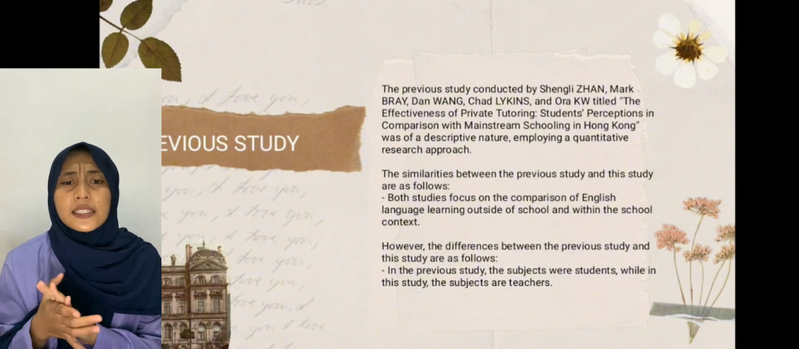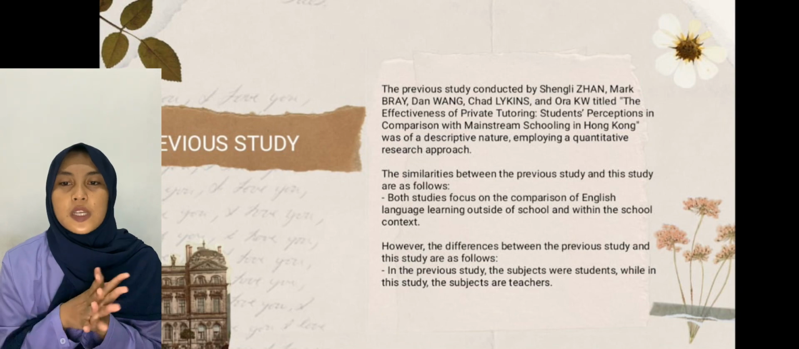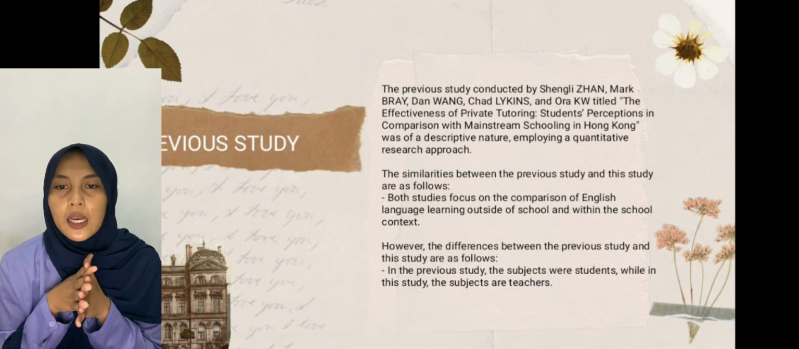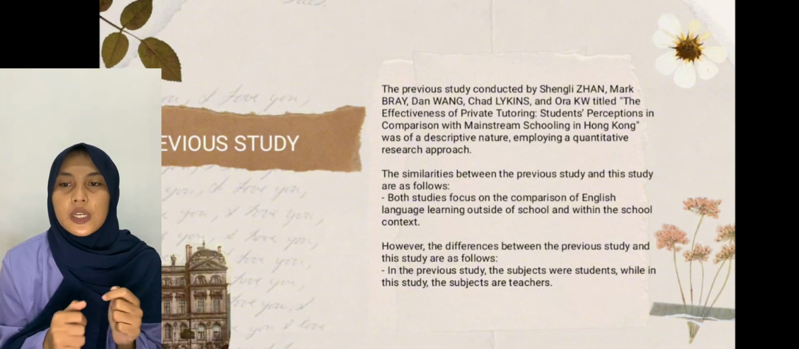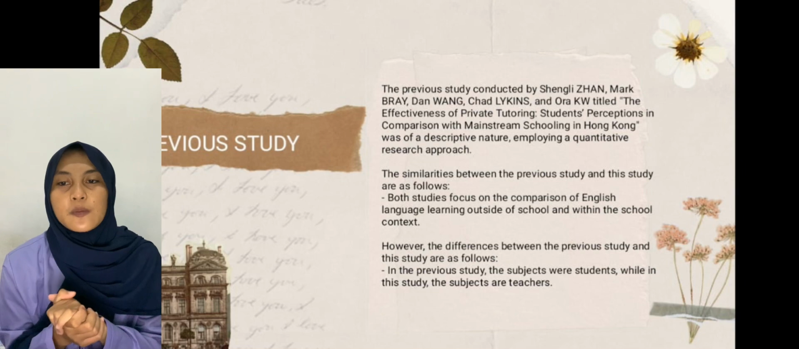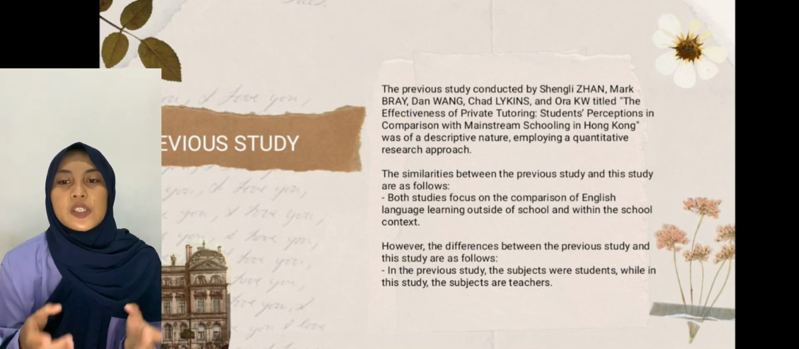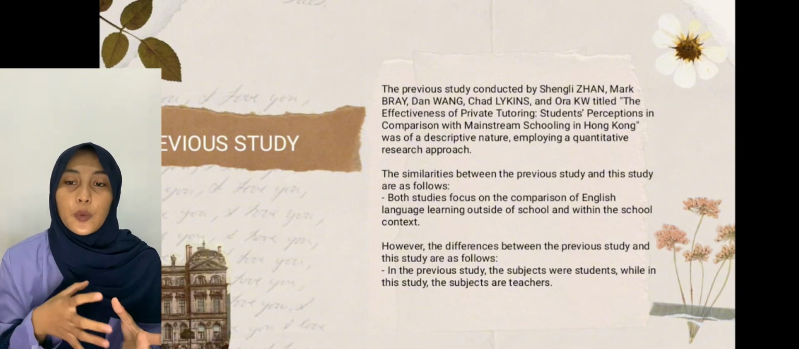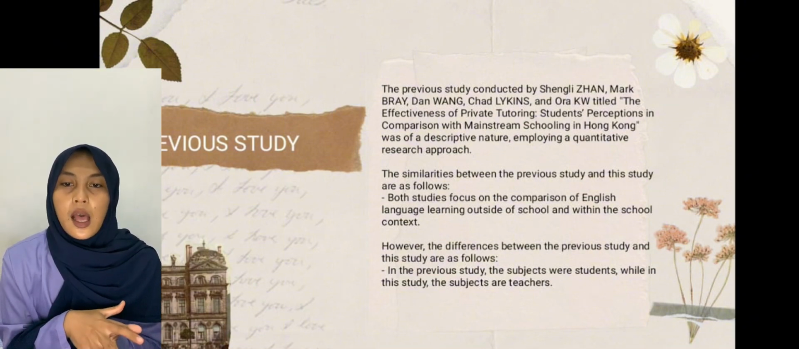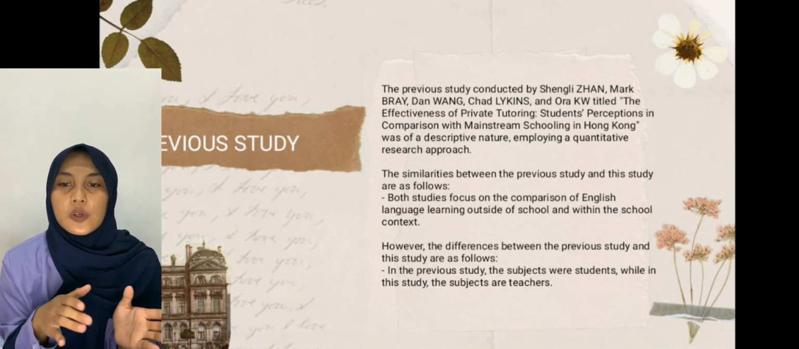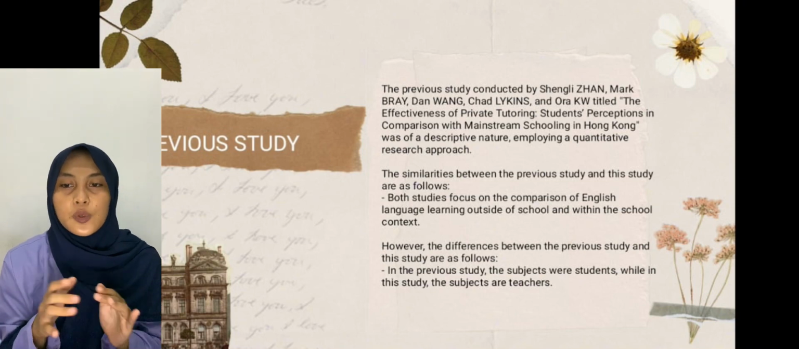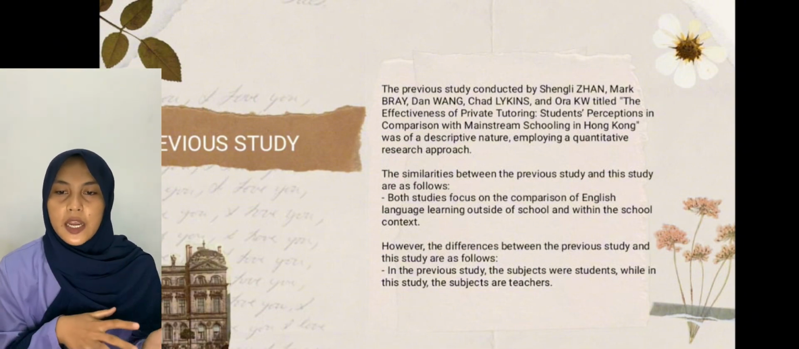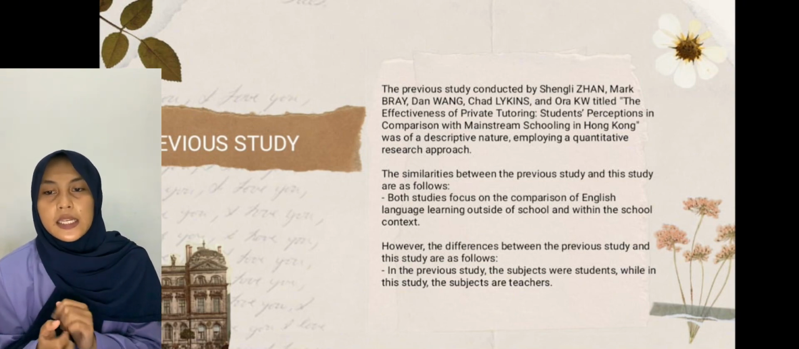So next, previous study. The previous study was conducted by Seng Lizan, Mark Bray, and Wang. The effectiveness of private tutoring, student perceptions in comparison with mainstream schooling in Hong Kong, was of a descriptive nature, employing a quantitative research approach. And the similarity between the previous study and this study is that both studies focus on the comparison of English language learning outside of school and within the school context. However, the difference is that in the previous study, the subjects were students, while in this study, the subjects are the teachers.